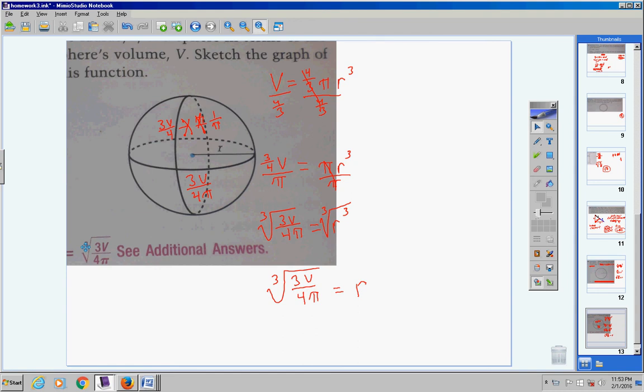Hey guys, look. These are good, solid word problems that should challenge you and make you think.